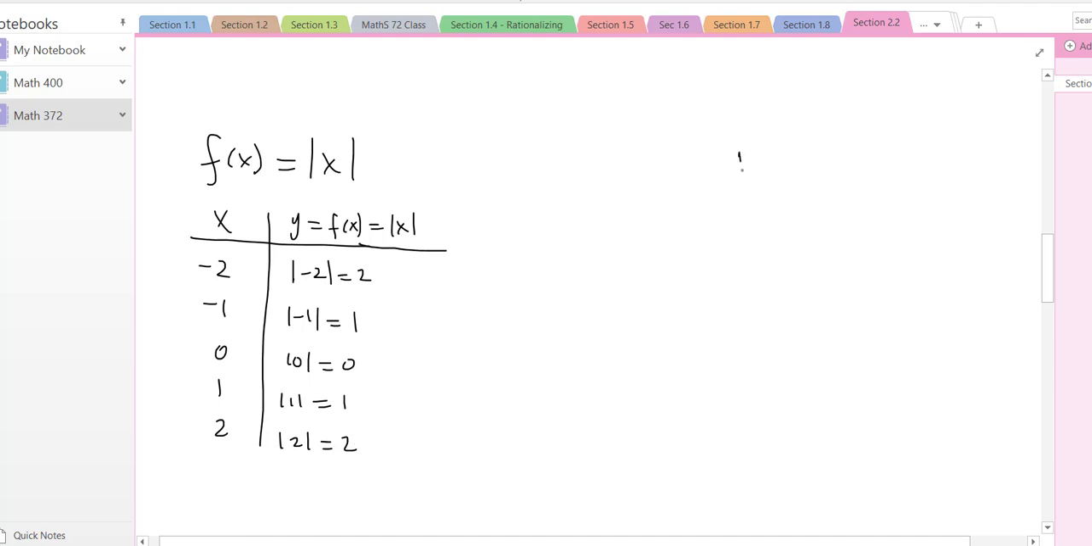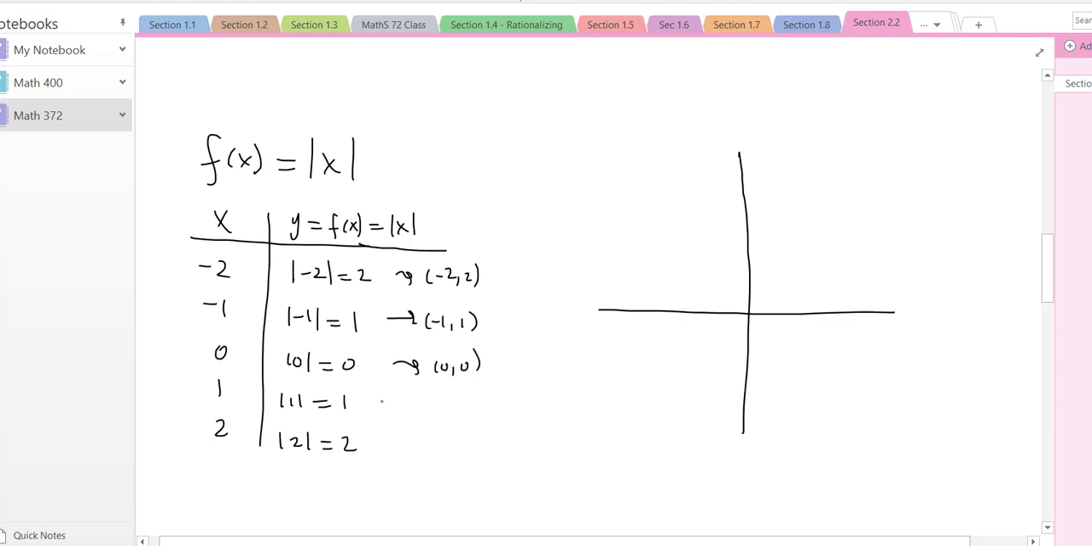So when I'm going to plot it, I can plot those points, right? So this becomes the point -2, 2. This becomes the point -1, 1. That's 0, 0. This is the point 1, 1, and then 2, 2. So when you plot them, notice that -2, 2 is going to be up here, -1, 1, 0, 0, and then you're going to go 1, 1, and 2, 2.